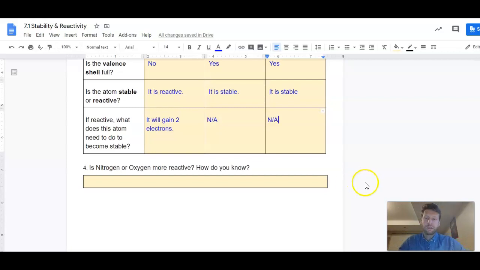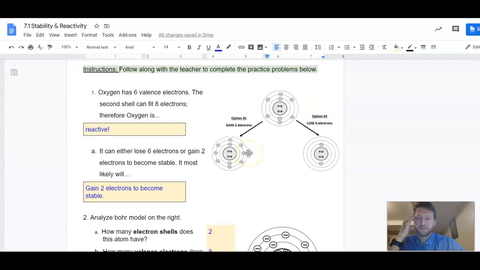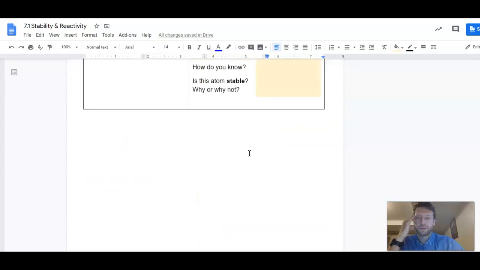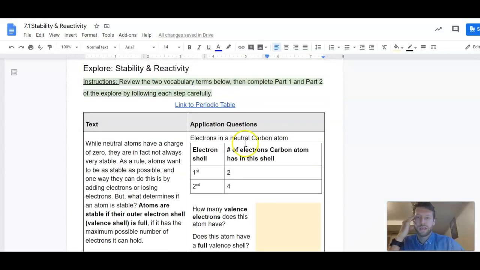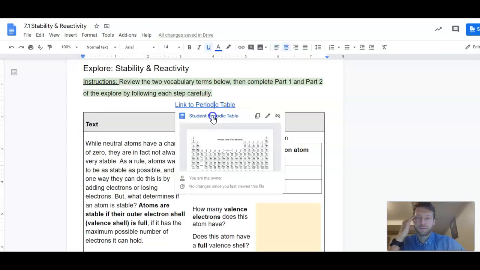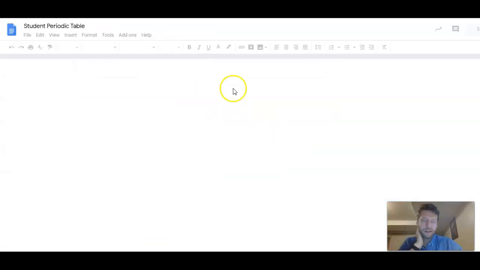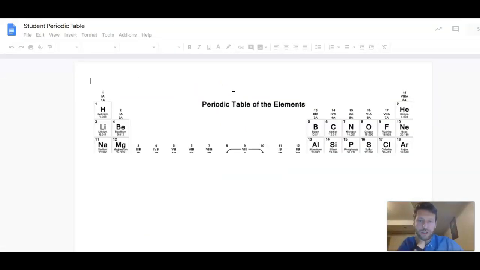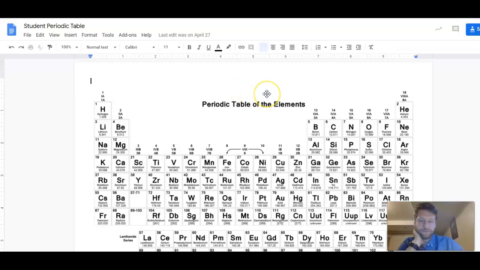All right, last practice problem here. Is nitrogen or oxygen more reactive? What? That's tricky. Well, first I need to open up my periodic table here. You should already have yours open from back when you did the Explore section, but I'm going to go ahead and open mine up, and I'm going to find nitrogen and oxygen. I see nitrogen here, element number 7, and I see oxygen next to it, element number 8.